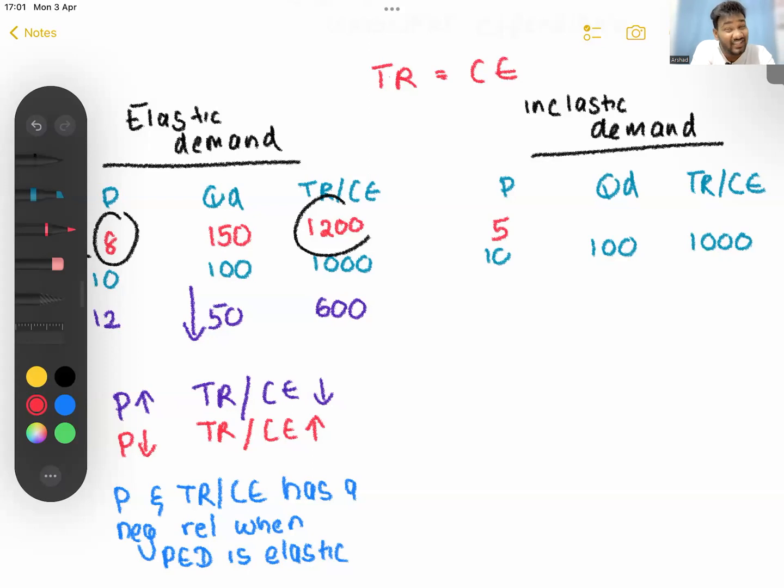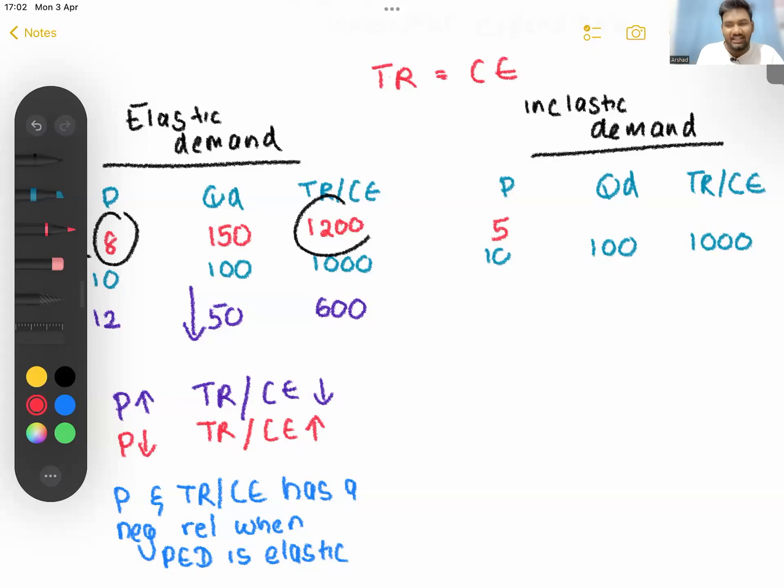Guys, QD has to increase. Don't give me a number less than 100. Law of demand, price is going down from 10 to 5. If the price decreases, QD has to increase. It's increasing only a little though, because it is inelastic. So any number less than 150 and more than 100 is correct.